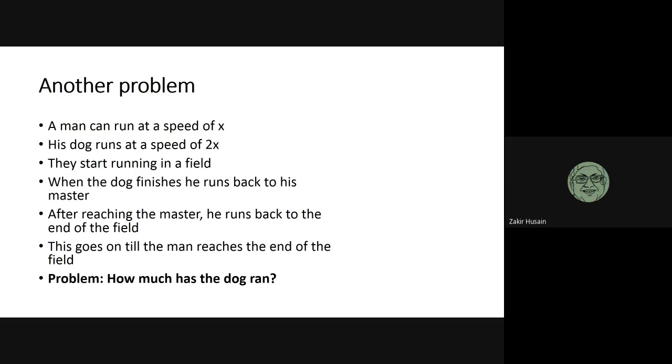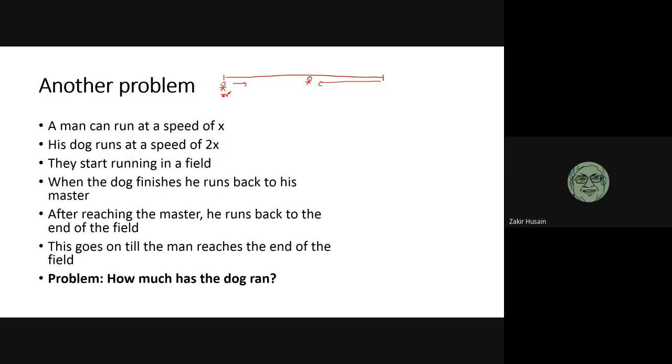There's a man. It can be Bolt, it can be someone else, and that man runs at a speed of x. The dog runs at a speed of 2x. They start running in a straight field. This is the dog, and both of them start running. The dog reaches over here, and then comes back and meets the man.